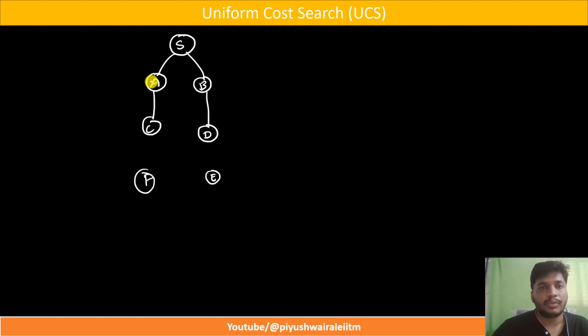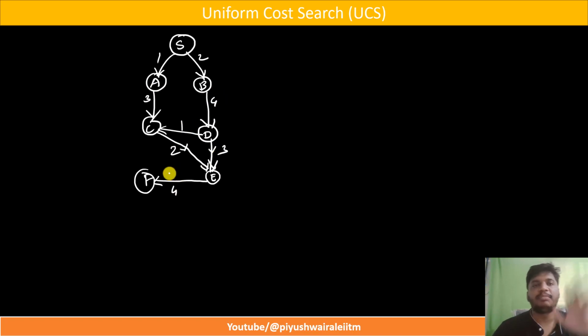Okay. So from S to A, from S to B, from A to C, from B to D, from D to C, C to E, D to E, and F to E. Okay, so this is the directed graph. And say the costs are 1, 2, 3, 4. This is 1, and this is say 2, 3, 4. Okay, this is my search space now.